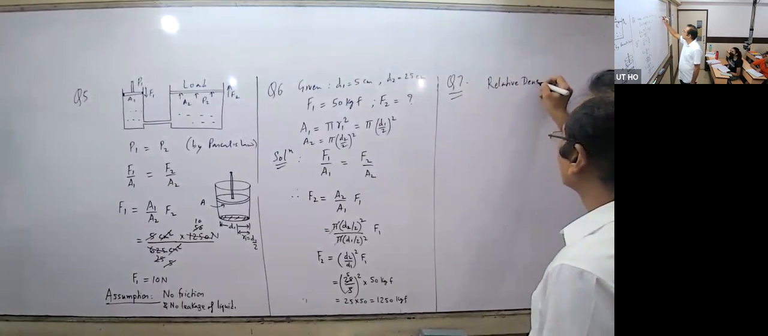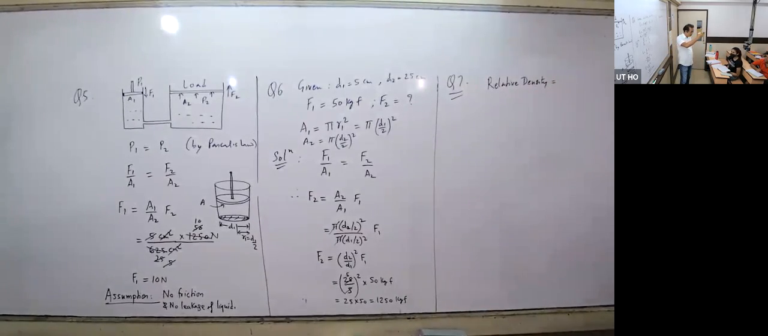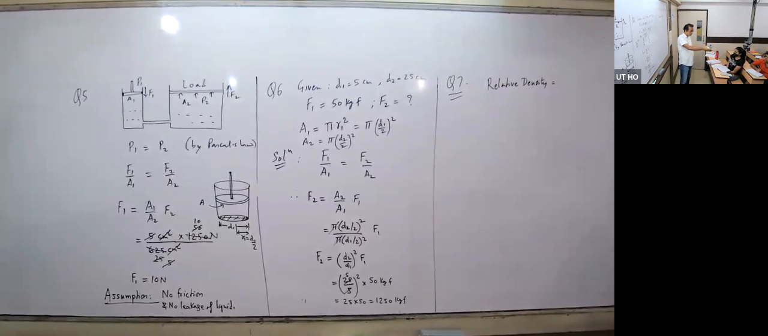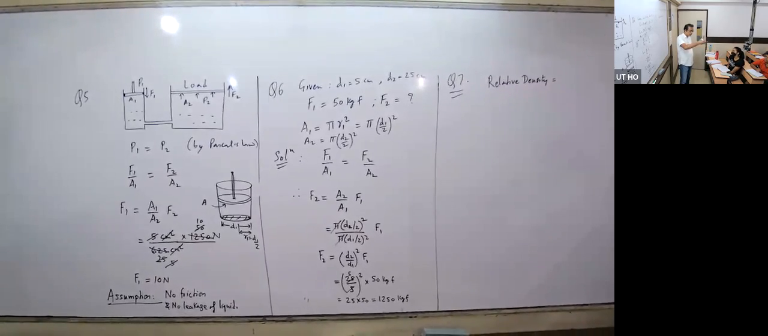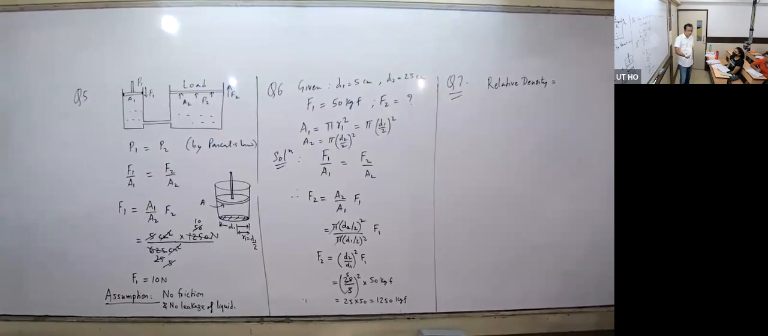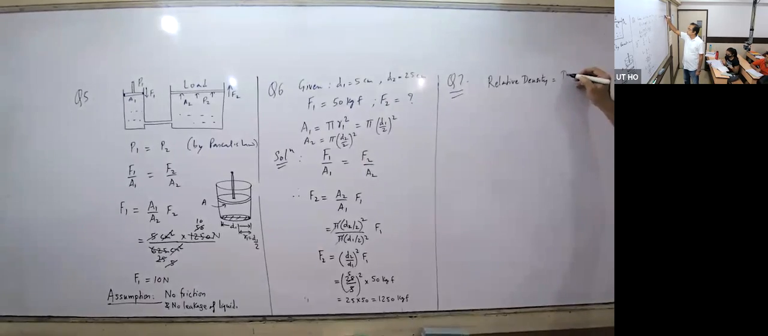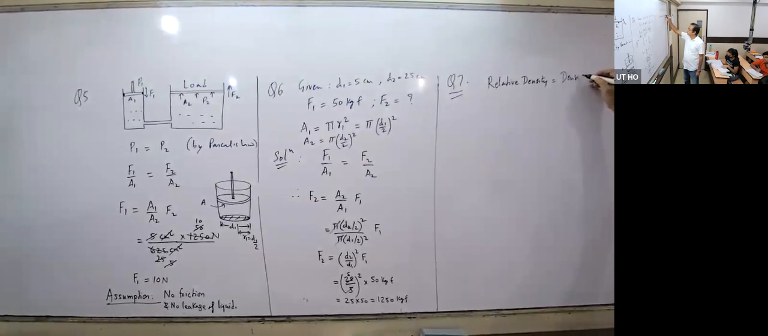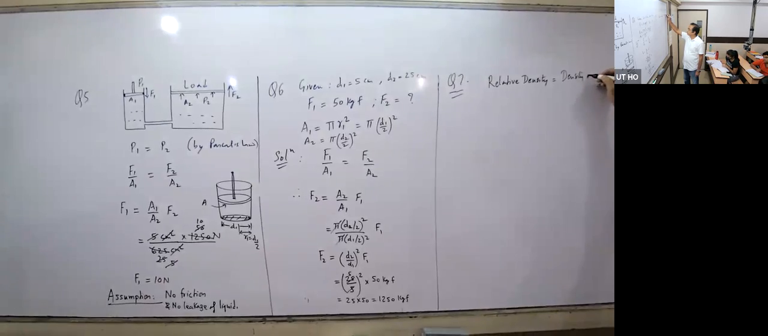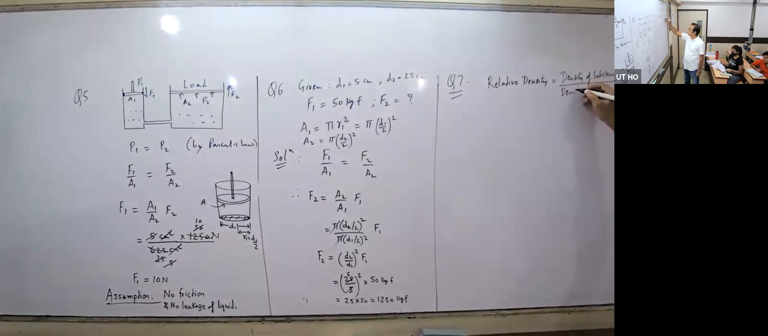So it is nothing but, suppose I want you to find the relative density of copper. Relative density is the comparison of copper density with the water density. That's what it is. Any substance's relative density is the ratio of the density of the substance upon the density of water.